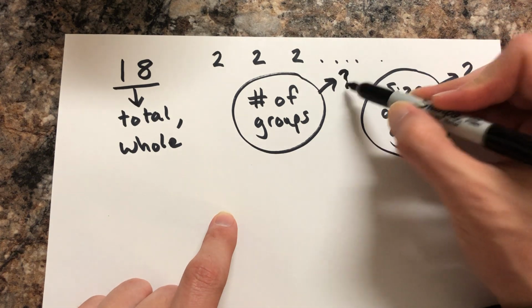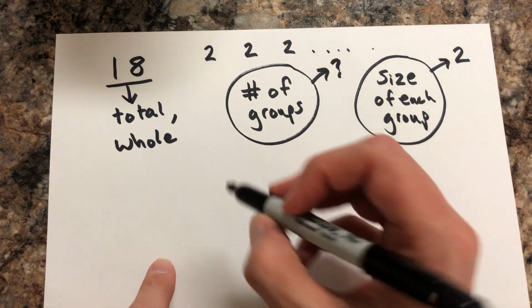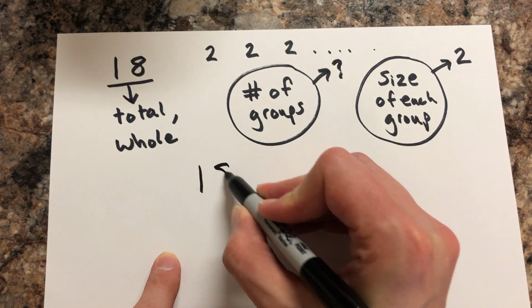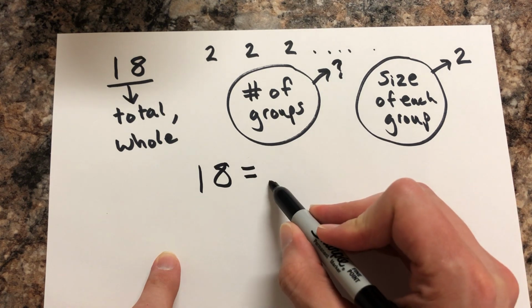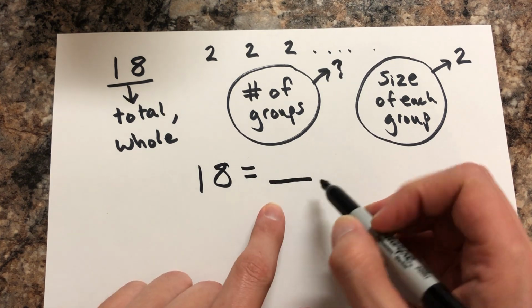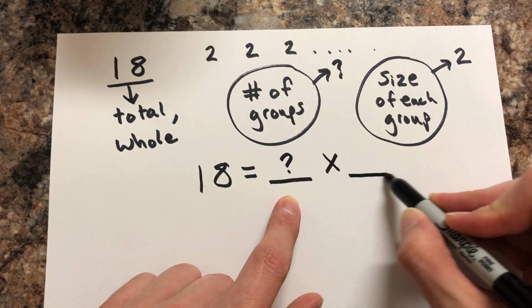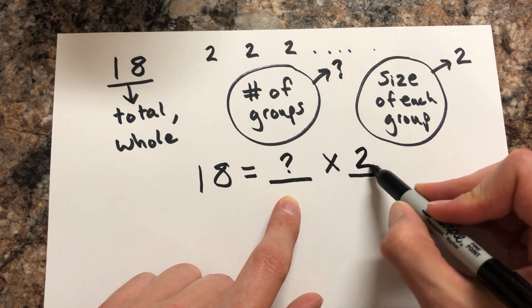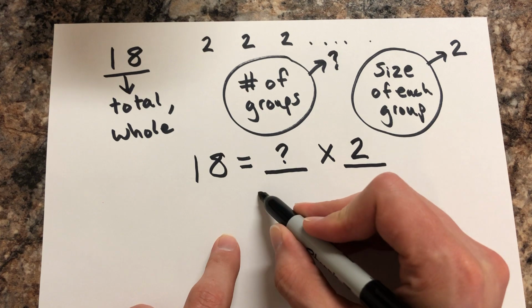It's my question mark. Okay, so then let's write a multiplication sentence. Well, I know the whole thing is 18. Do I know the number of groups? I don't. Blank groups of how many? 2. All right, well, what does my question mark equal then?